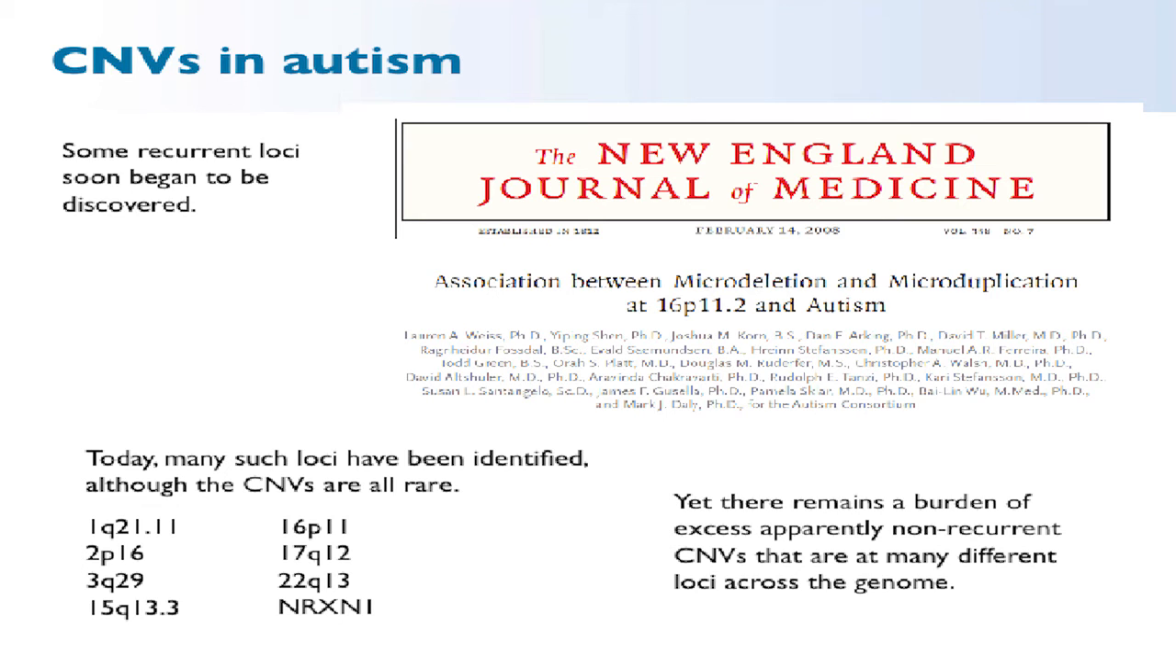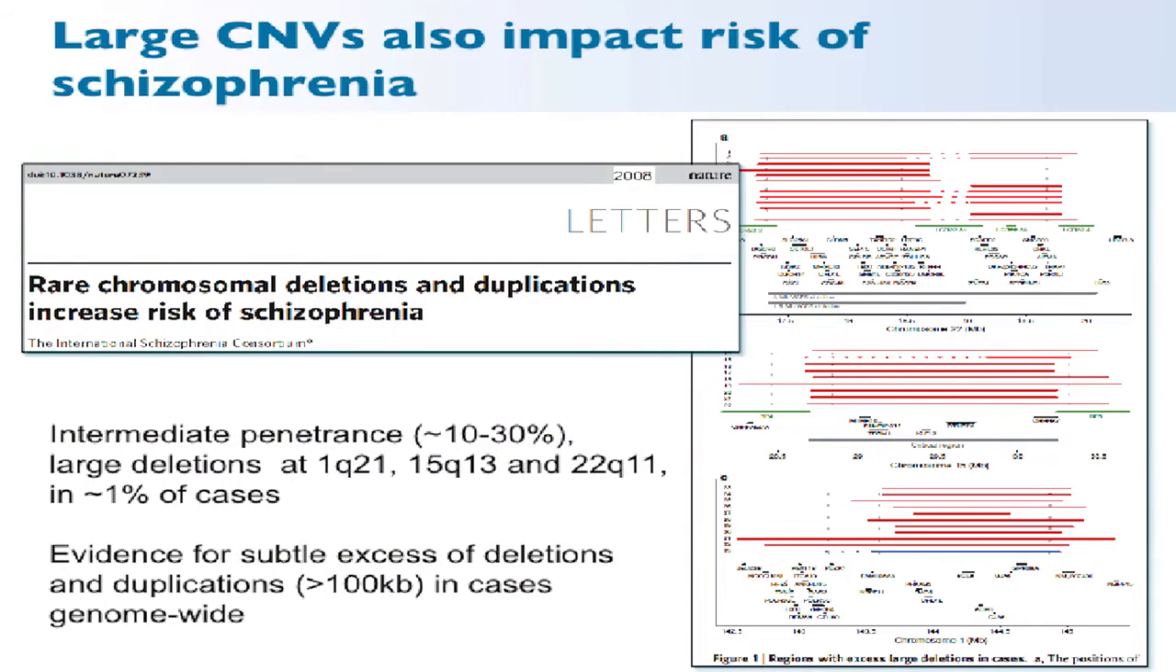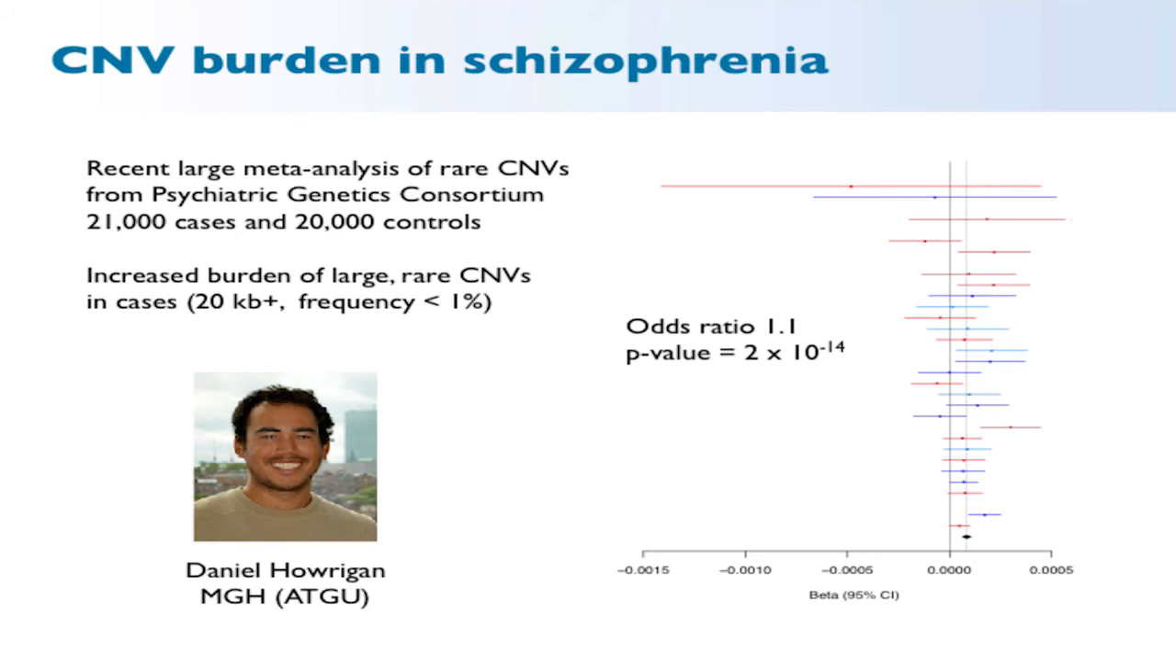And there's a similar story in schizophrenia, that we see an excess of these rare deletions and duplications. Similarly, they only explain a small number of the cases. There are some recurrent loci where you get a fairly good change in odds ratio if you have one of these rare CNVs at these loci. And then there's, again, this evidence for excess deletions and duplications in a genome-wide way.